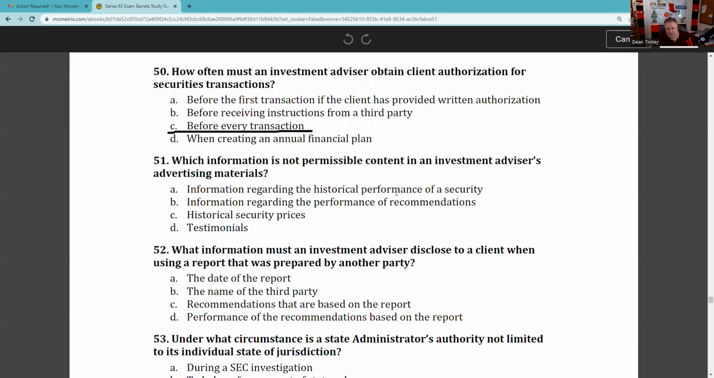Before the first transaction, the client has provided written authorization. On the broker-dealer side, that's true. On the investment advisor side, that's not true. Before receiving instructions from a third party, yeah. Not a big fan of that question.